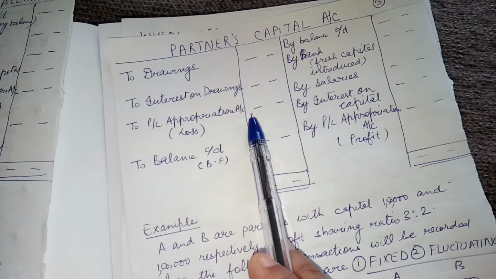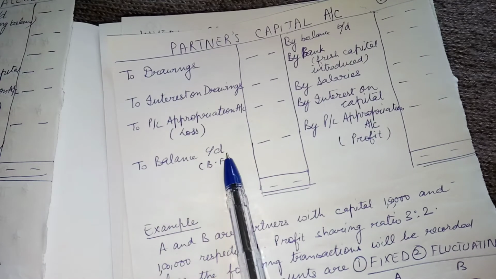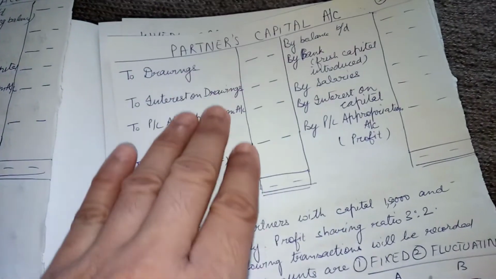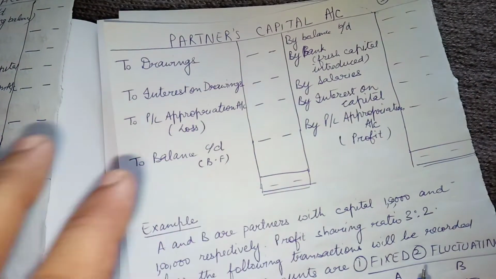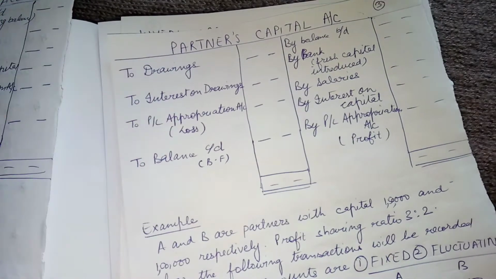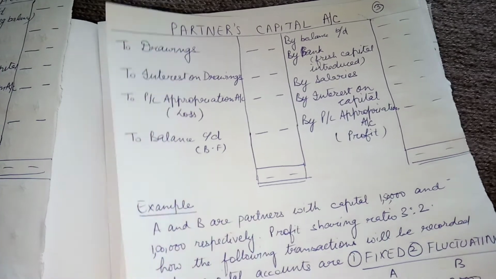then to profit and loss appropriation account if the share of loss is there, and then to balance carried down, that is the balancing figure. So here is how we make the partners' capital account. It is basically the collective account with all the entries. So let us make things clear with the help of an example.